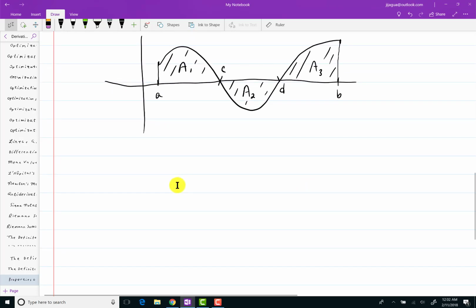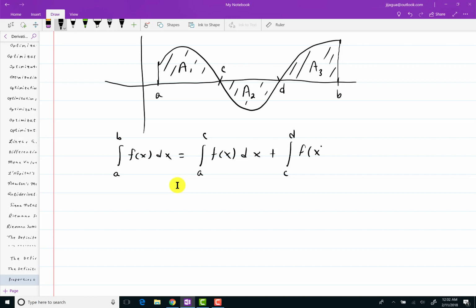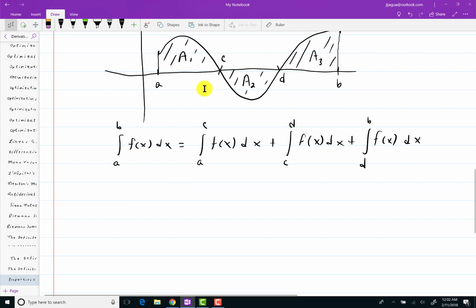And now, using what I just spoke of a minute ago, the integral from a to b of f of x dx is going to equal the integral from a to c of f of x dx plus the integral from c to d of f of x dx plus the integral from d to b of f of x dx. And you can see then that this from a to c, that will be A1, but from c to d, that'll be minus A2, but from d to b, that'll be positive A3.